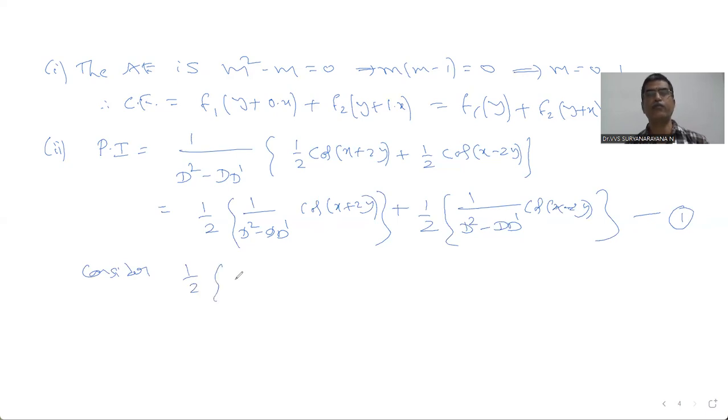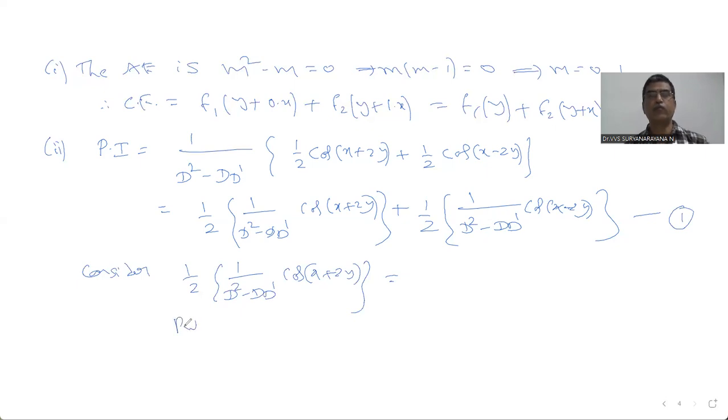Half of 1 by D square minus DD dash of cos(x plus 2y). So what is the process? We have to replace D square with minus a square and D dash with minus ab. That is the process.